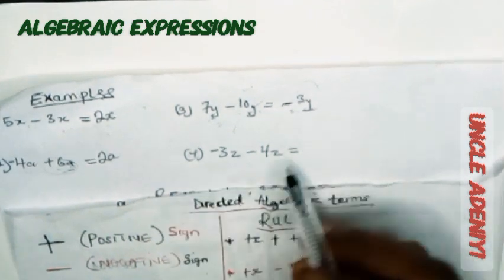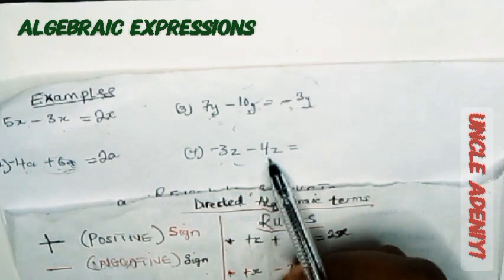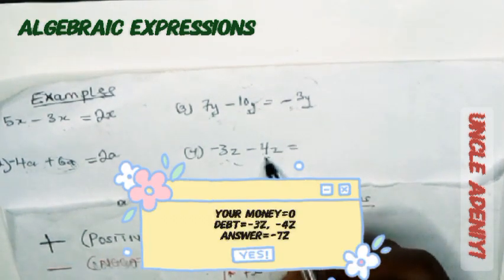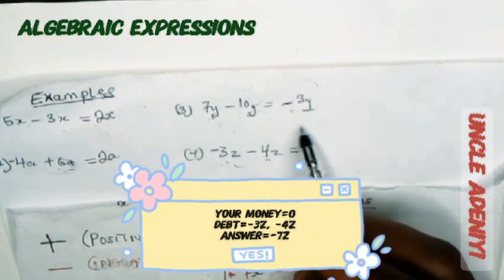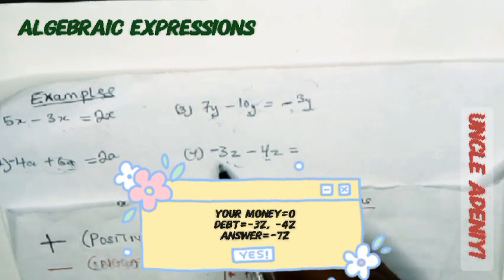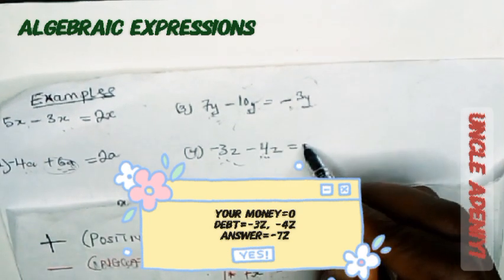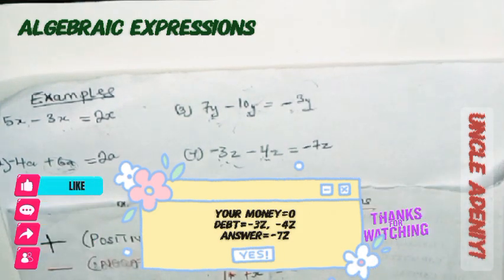So this is minus 3z minus 4z. You are owing somebody 3z and you are owing another person 4z. Do you understand? So how much are you owing altogether? Minus 3z minus 4z, which will be minus 7z. Do you understand? So that is it.